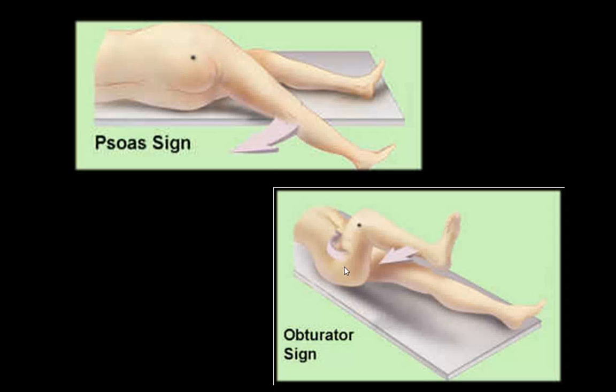The other one is the obturator. Again, the obturator is one of the muscles, so you have the person flex their knee and you rotate their leg in and out. And if, when you're sliding the muscle back and forth, that irritates the leg or it irritates that right lower quadrant, that's another telltale for appendicitis.